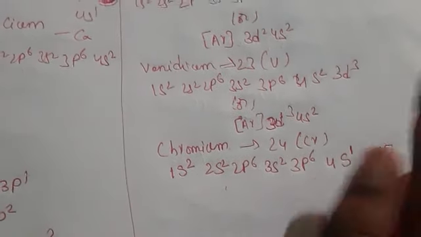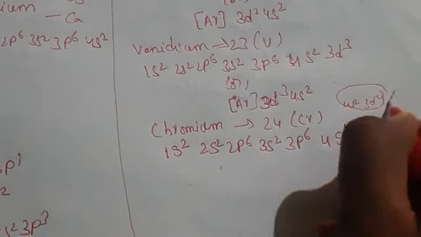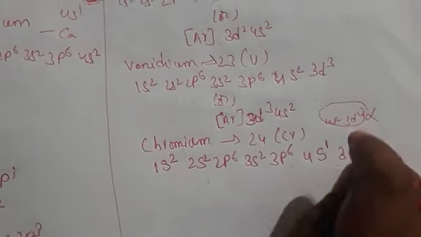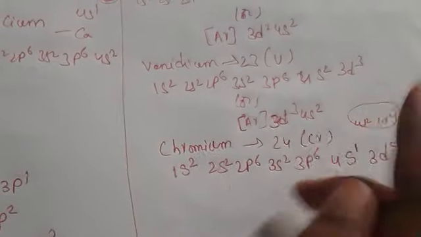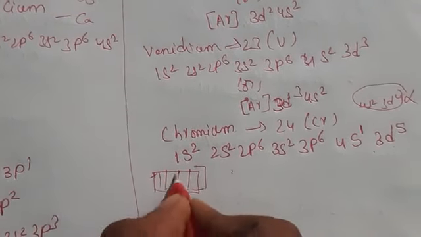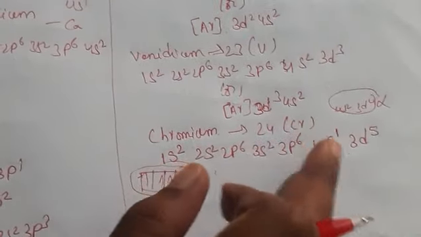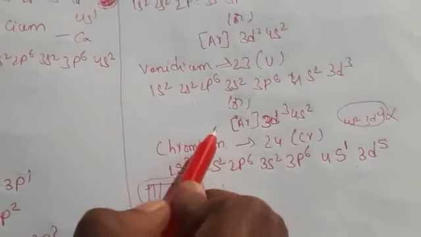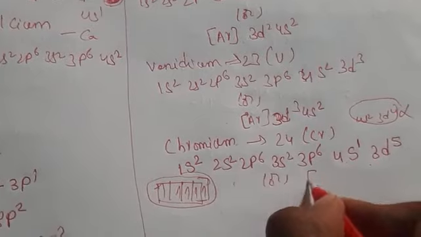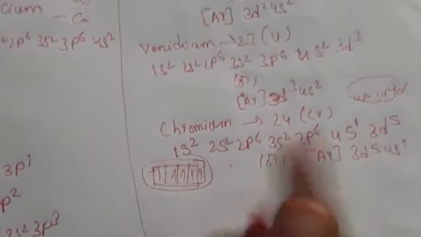Why have I written this? If you write 4s2 3d4, this configuration is wrong. Why? Because here we are getting 4s1 3d5, so this is a half filled configuration. If you observe when you write d block elements, the d orbitals, 1 2 3 4 5, this is half filled, so it gets extra stability. Because of this reason we write chromium as 4s1 and 3d5. So you are getting argon 3d5 4s1.